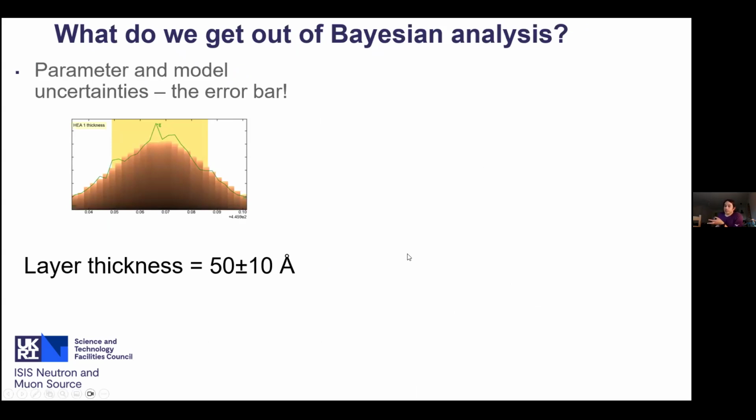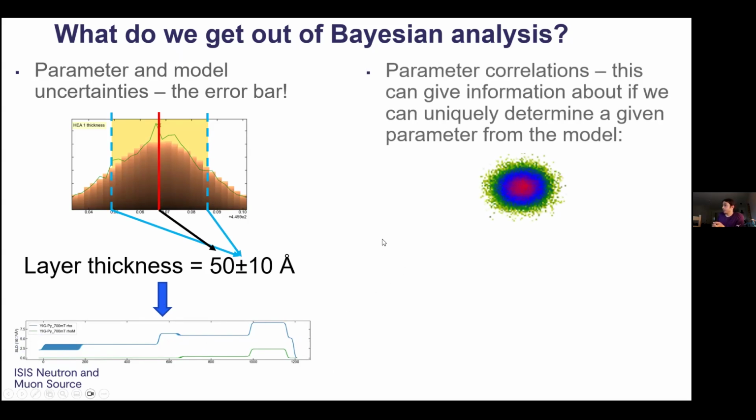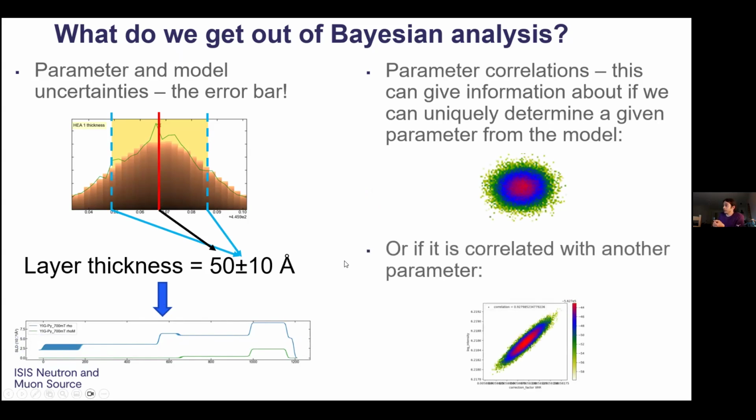Okay, so real basics: what do we get out of Bayesian uncertainty analysis? Well, we get the parameter and model uncertainties, i.e. the error bar. So you get your mean in this particular case, and 1 sigma uncertainties, which can then translate to your SLD uncertainties in our case. It can also give us parameter correlations, so we can see if we can uniquely determine a parameter from a model, or if it's indeed correlated with another parameter.